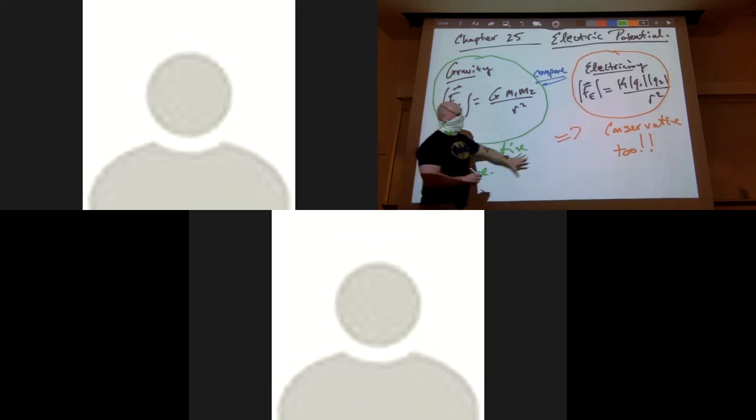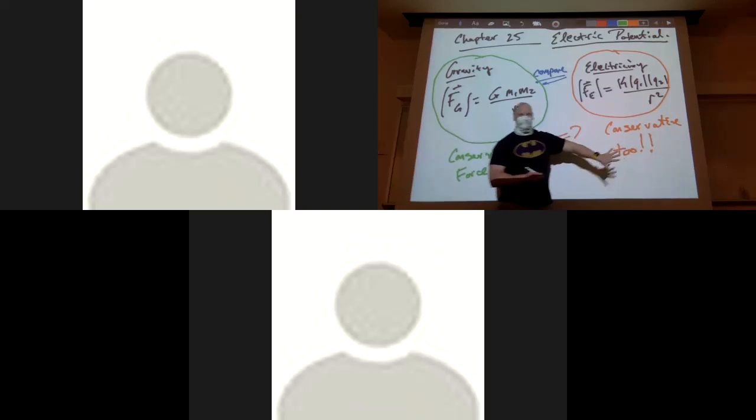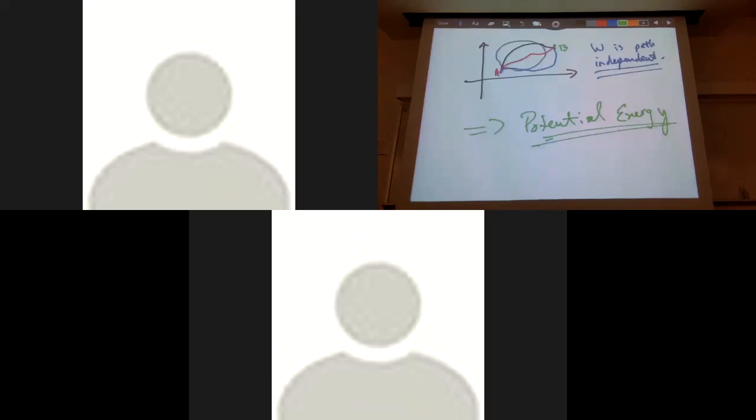So the fact that the electric force has exactly the same structure as the gravitational force, and the gravitational force was a conservative force, means that the electric force is also a conservative force, which means that the work is path independent, which means we can define a potential energy, which means we now have a new type of energy we can talk about. Before we had gravitational potential energy, we had spring potential energy, now we're going to have an electric potential energy. So now we want to know, well, what does the electric potential energy look like? So how do we define electric potential energy?